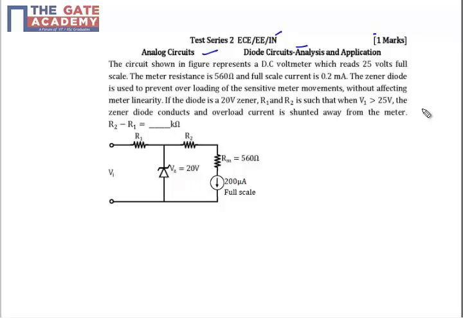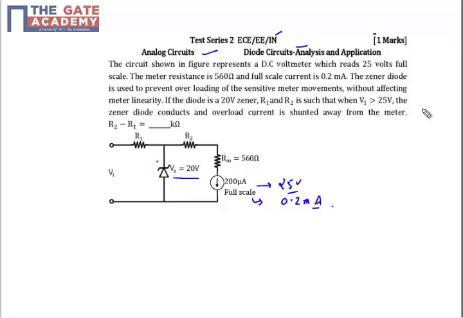Question says that we have one DC voltmeter deflection coil which reads a maximum of 25 volt in the full scale. The current through this voltmeter can be maximum 0.2 milliampere, and we have attached one Zener diode of 20 volt in parallel to this combination just to prevent any overloading of the current, because we don't want our deflection coil to be burned out.